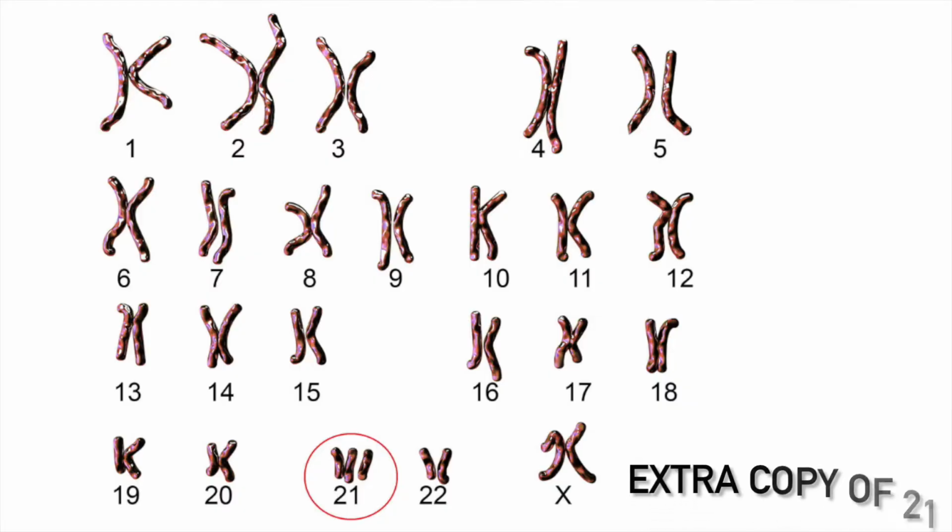Now, in the case of Down syndrome, there's an extra copy of chromosome 21. So that means either mom or dad gave 2 copies of chromosome 21 instead of just one. And that's why you may hear Down syndrome referred to as trisomy 21. Tri meaning 3. So individuals with Down syndrome have 3 copies of chromosome 21.